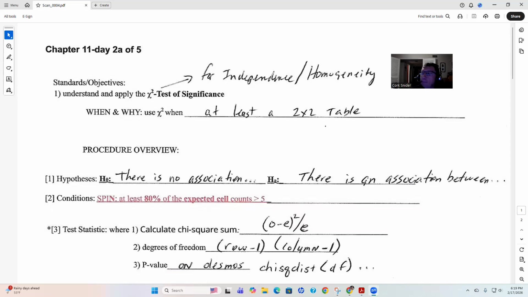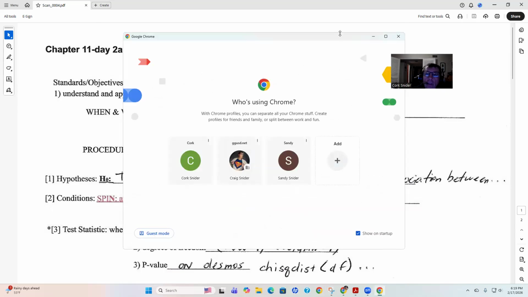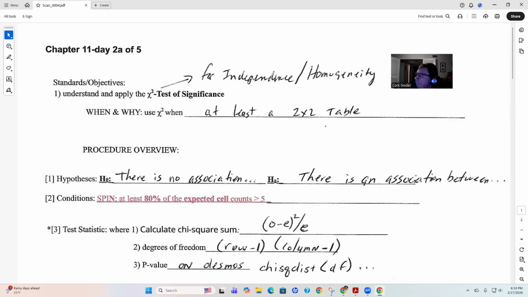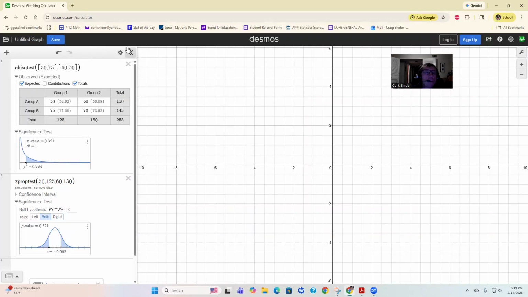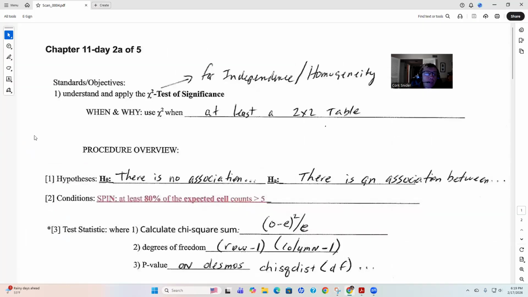We're going to go through some Desmos as well. So I definitely have to bring up Desmos. I'll get that ready over here. There we go. Okay, so I got Desmos ready. Okay, here we go. So starting with the notes here.